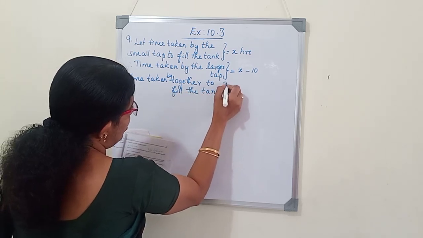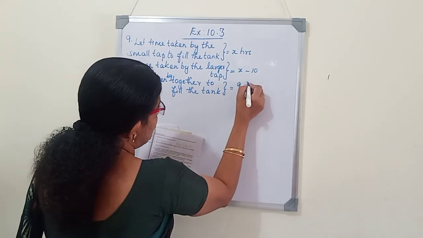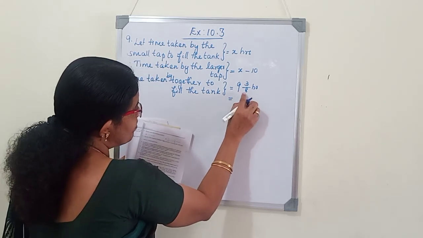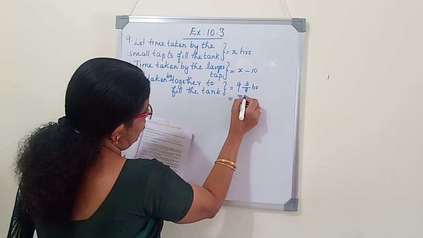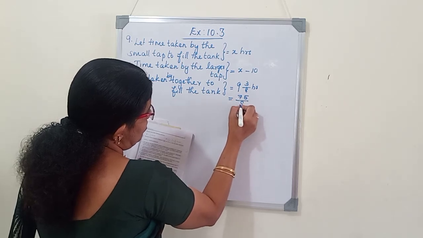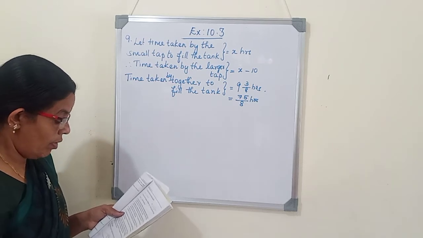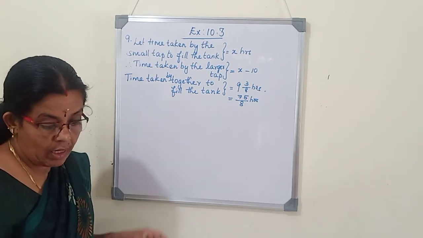Both the taps together will take 9 3/8 hours. We will convert 9 3/8 hours into an improper fraction: 9 eights are 72, plus 3, 75 by 8 hours. Now here we want to find the time in which each tap can separately fill the tank.